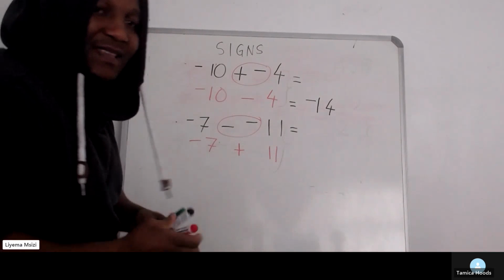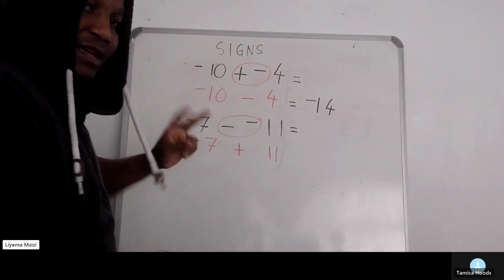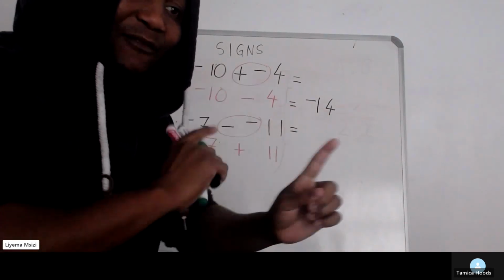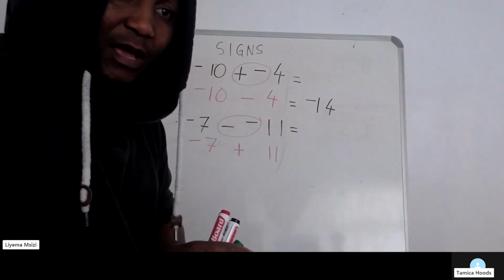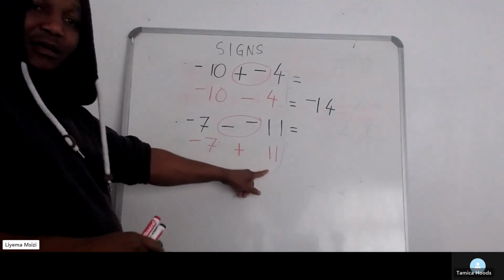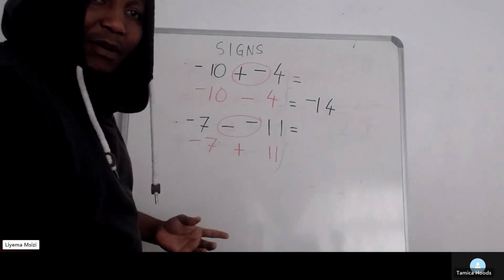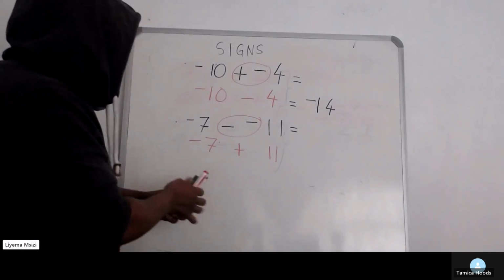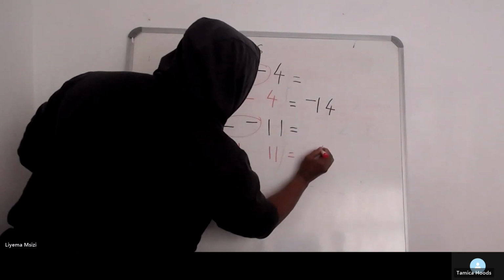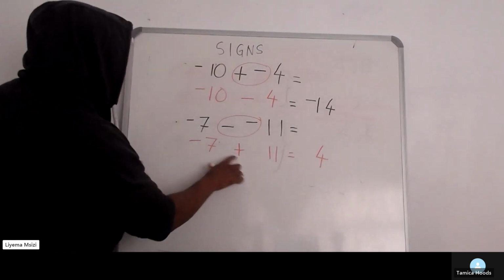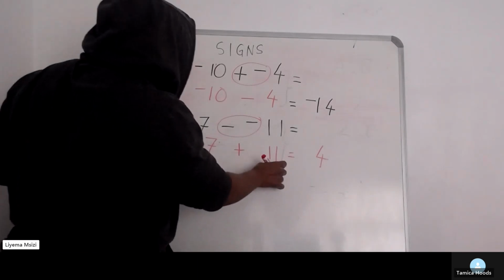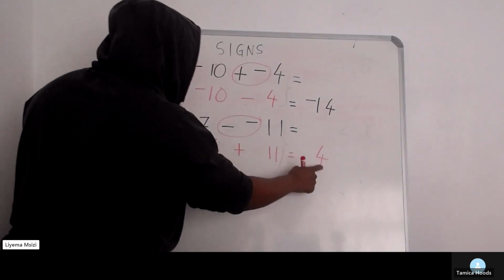The next thing, we have a plus and minus. These two signs, they are different. So since they're different, I'm going to have to minus. So you take the bigger number minus the smaller number, because bigger must minus smaller. So 11 minus 7 is going to give us what? Why do I minus? Because these signs are different. 11 minus 7 equals 4.